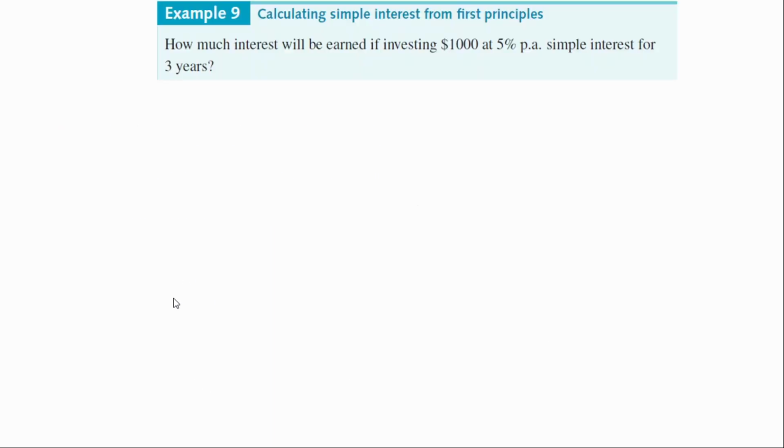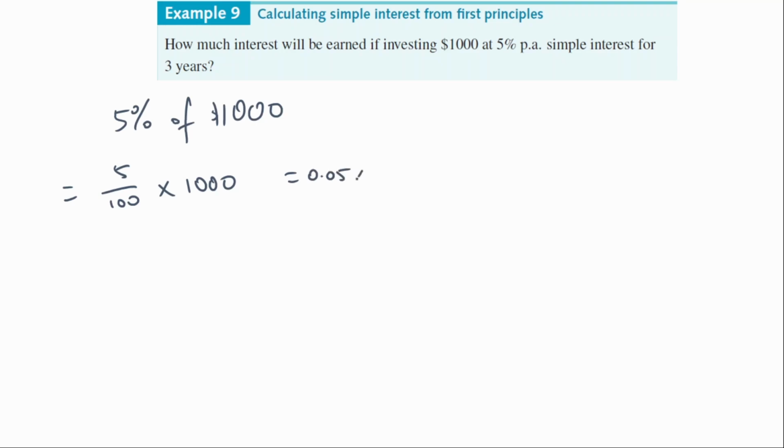Alright, let's go on to our first example here. How much interest will be earned if investing $1,000 at 5% per annum simple interest for 3 years? This is going on from the example scenario I just went through. First off, we need to find 5% of $1,000. Let's write that there. That can be found by doing 5 over 100 times 1,000, or if you wanted to use decimals, you could do 0.05 times 1,000. Either one there is fine.